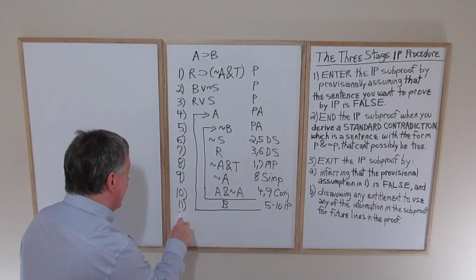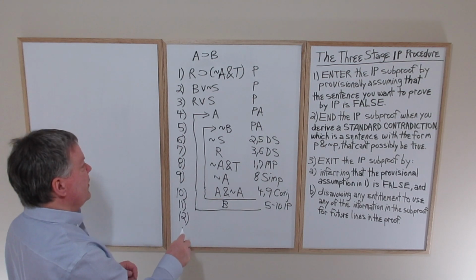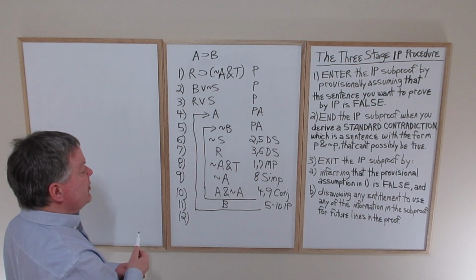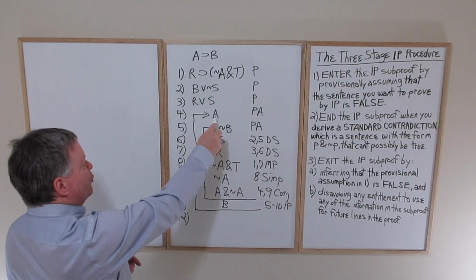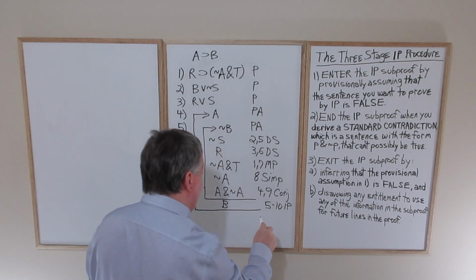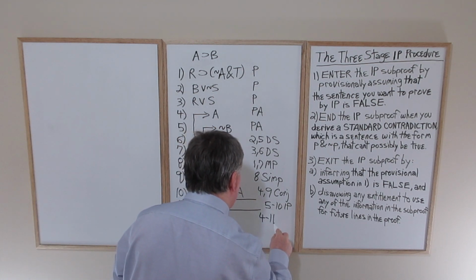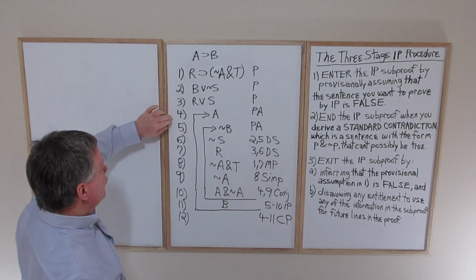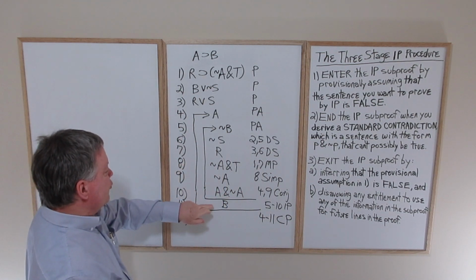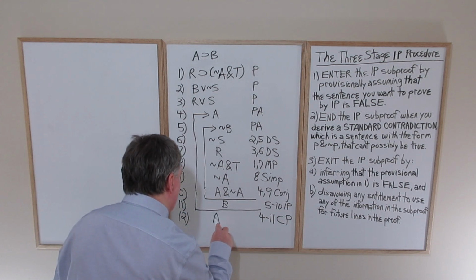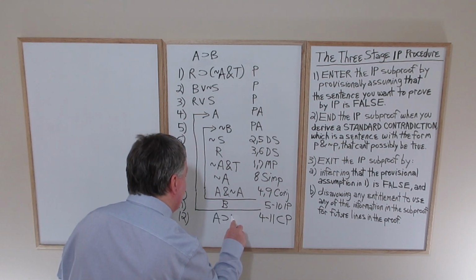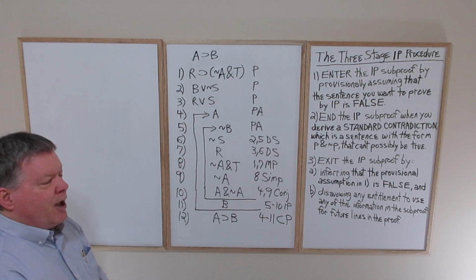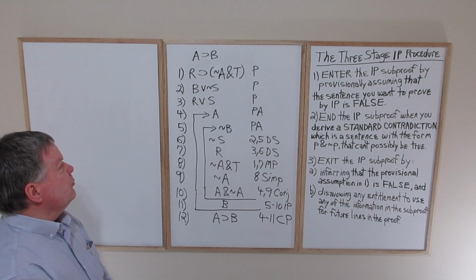B. Now we exit the original CP subproof, having proven in lines 4 to 11 by CP that if the original premises are true, then if A is true, then B must be true, which shows that if the original premises are true, then the conditional A horseshoe B must be true.